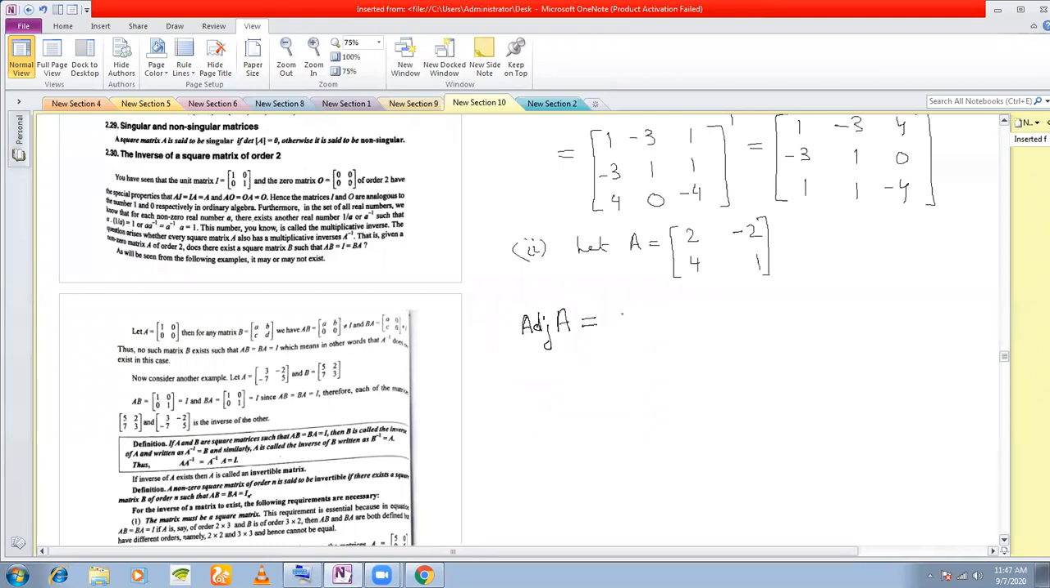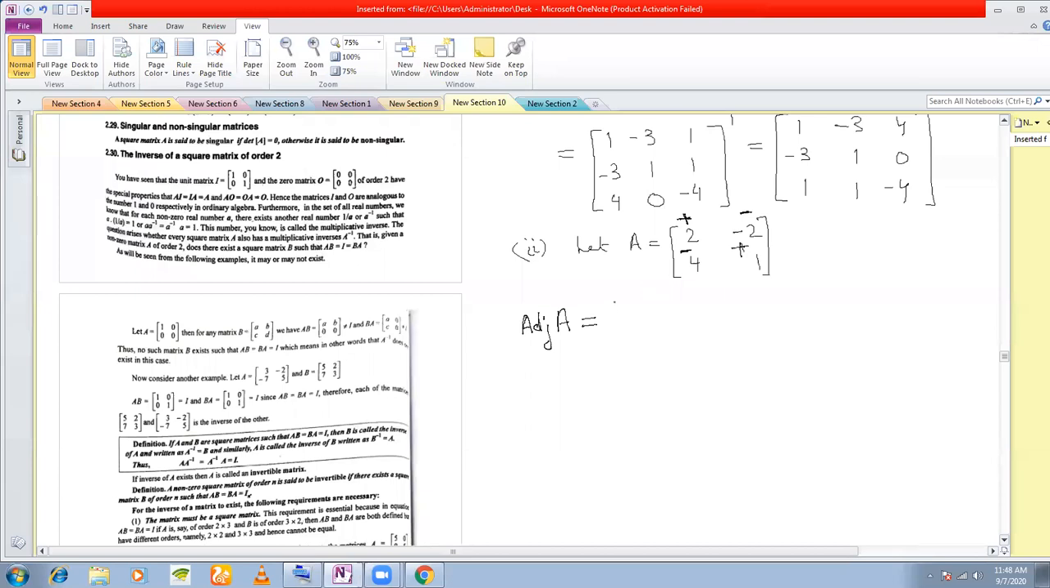Remember when I told you this was your plus position, this was your minus position, and this was again your minus position, and this was your plus position. For a 3 by 3 determinant, I told you that it is plus minus plus, minus plus minus, and then plus minus plus. For a 2 by 2 determinant, this is your plus position, this is your minus position, this is your minus position, and this is your plus position.